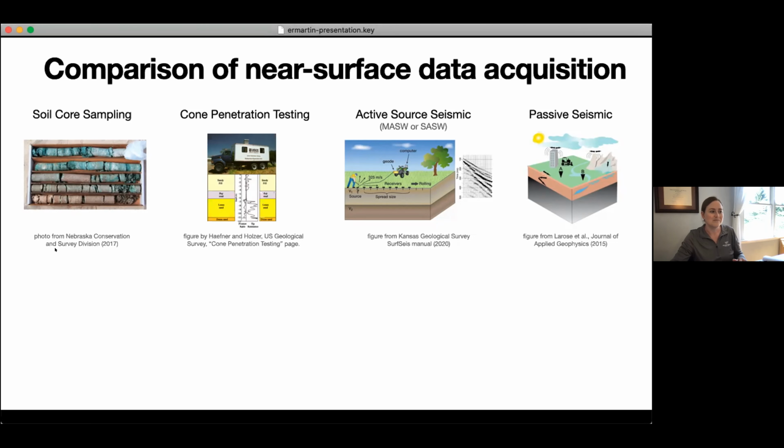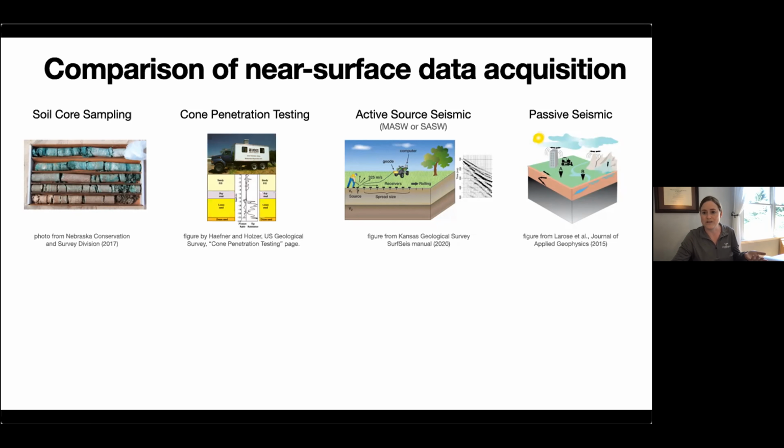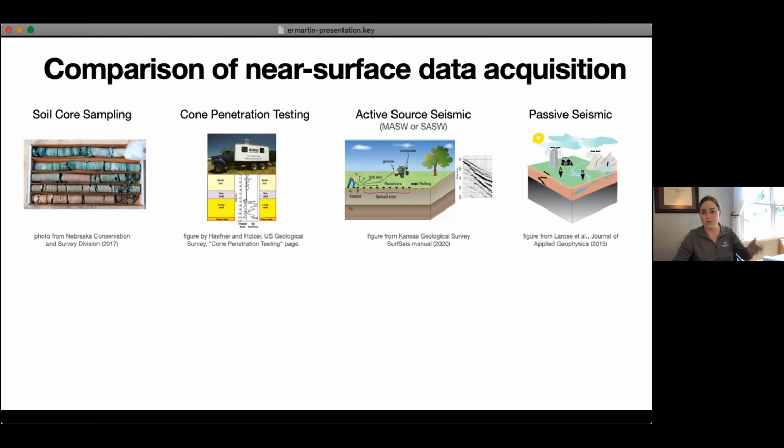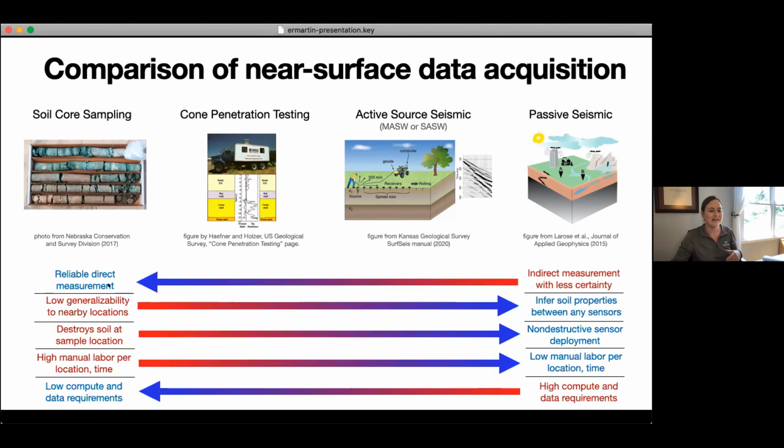Our true ground truth is soil core samples, where we've drilled in and pulled out samples of the soil. These are nice because they're a very direct, reliable measurement, but they're pretty expensive to do. It's much faster and cheaper to do cone penetration testing.